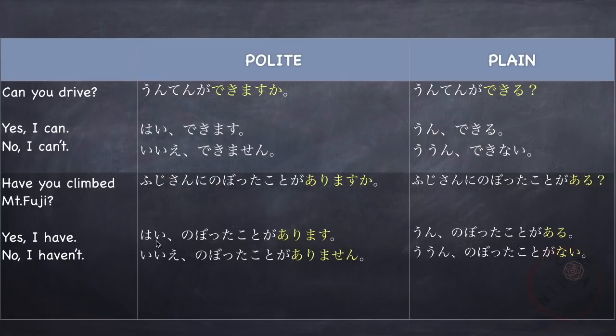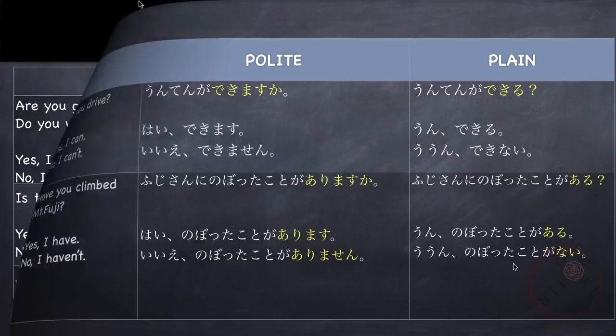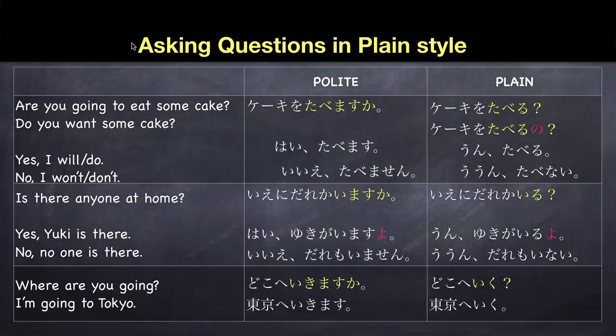Yes, I have. はい、登ったことがあります。In plain form, 登ったことがある。No, I haven't. いいえ、登ったことがありません。In plain form, 登ったことがない。Asking questions in plain style.